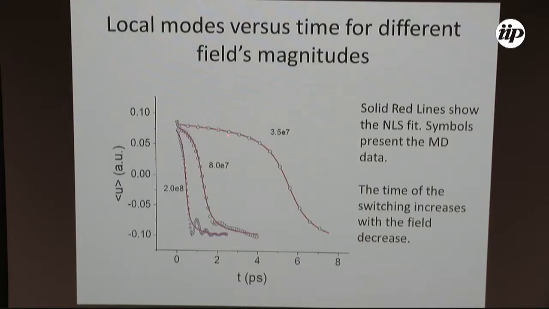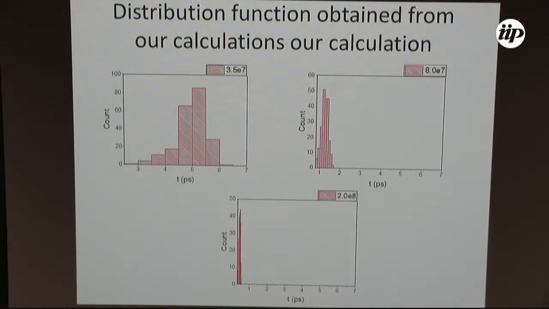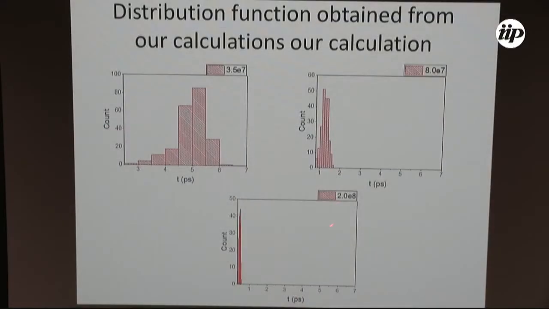The red lines, these are points, but the red lines are fits by the nucleation limited switching model, and you see that the fit is pretty good. Here we calculated the distribution of relaxation times, and you see that for small fields it is pretty large. This is very important for the NLS model, because the NLS model explains these curves by a wide distribution of switching times, and this is what we found. Only for very large electric fields, extremely large, 2 times 10 to the 8, do we have a narrower distribution.